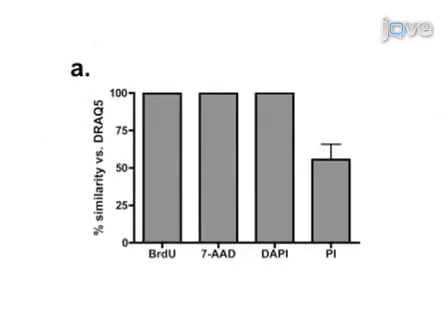Here, the accuracy of PI nuclear staining was assessed based on its degree of similarity to DRAQ5. BrdU, 7AAD, DAPI, and DRAQ5 exhibited greater than 99% similarity in their ability to accurately stain the nucleus in the RAW 264.7 macrophage cell line. By contrast, the cytoplasmic PI staining that occurs when using conventional protocols led to a marked decrease in percent similarity of nuclear staining relative to DRAQ5.